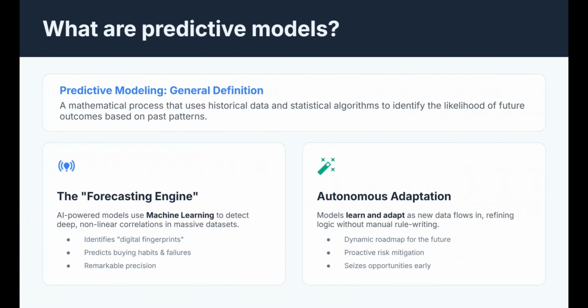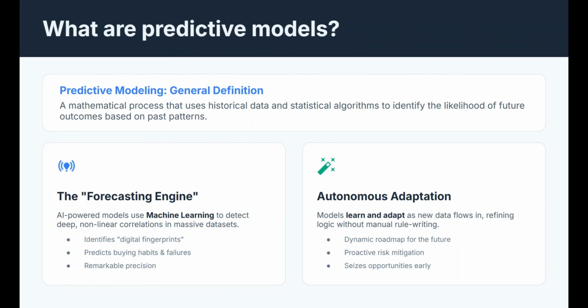Now, what are predictive models? In the context of AI, predictive models act as the system's forecasting engine. Unlike traditional statistics that often rely on simple linear trends, AI powered models use machine learning to detect deep, nonlinear correlations within massive, high dimensional datasets. By analyzing thousands of variables simultaneously, the AI learns to recognize subtle digital fingerprints that precede specific events, allowing it to predict everything from consumer buying habits to potential equipment failures with remarkable precision.